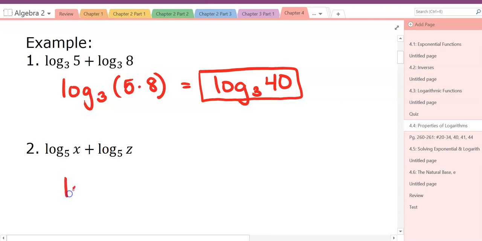So for this one, you would rewrite it so it says log base 5, and your quantities are just x and z. So you're just going to kind of write those next to each other like we would with multiplication. And there's nothing that you can do to simplify that further.